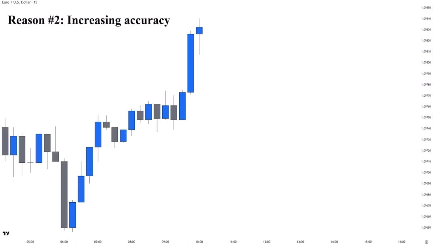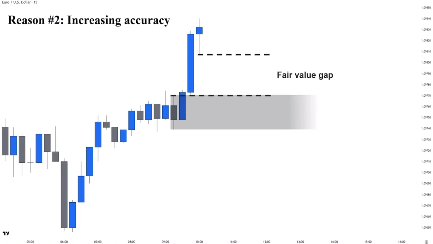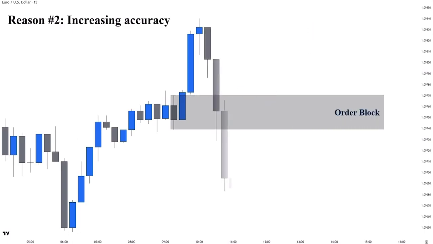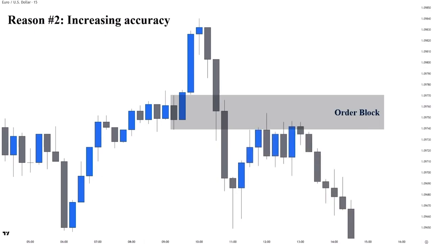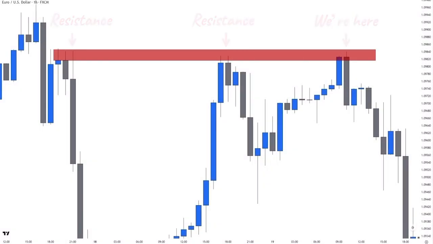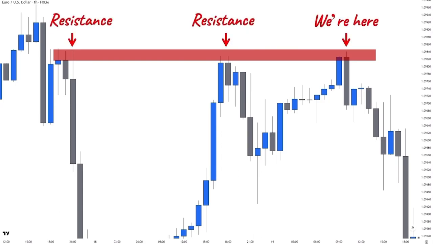Here on the Euro-Dollar 15-minute chart, we had a strong bullish move with a clear fair value gap between the shadows. As a result, we have a valid order block, which is an excellent opportunity to go long. However, the market suddenly changes direction and ignores the demand order block, and in case you are wondering, here is why. If we zoom out to the 1 hour time frame, we can see that this change in direction could be due to reaching a higher time frame key level that acted as strong resistance multiple times previously. So checking the higher time frame key levels could help us avoid this kind of unnecessary risk.